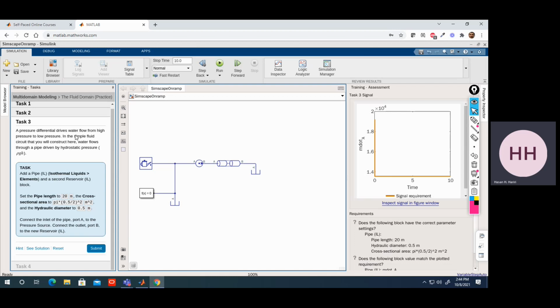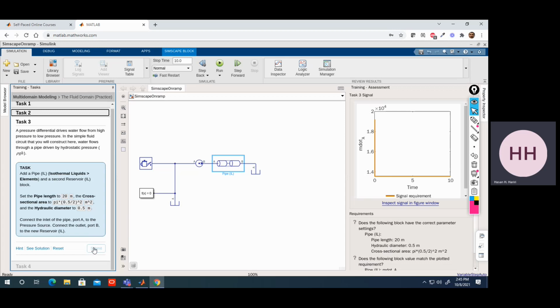Okay, a pressure differential drives water flow from high pressure to low pressure. This is the pressure differential or pressure source with a differential pressure of rho g h. It drives, in this simple fluid circuit that you will construct here, water flow through a pipe driven by a hydrostatic pressure. That's the hydrostatic pressure, the static pressure, and here is the pipe, which has a 20-meter length and an area, etc.